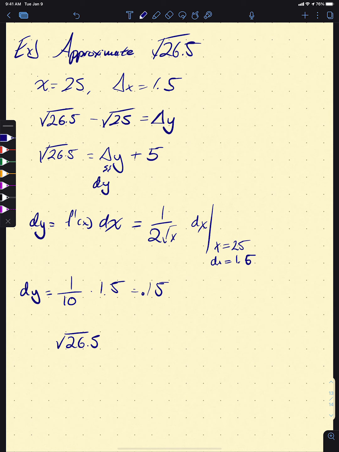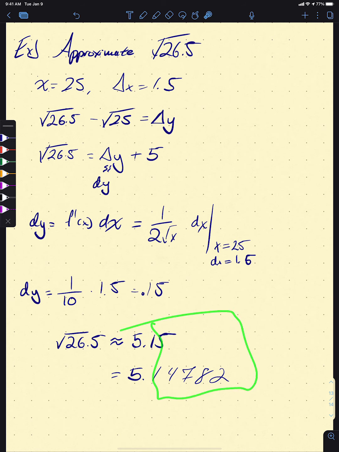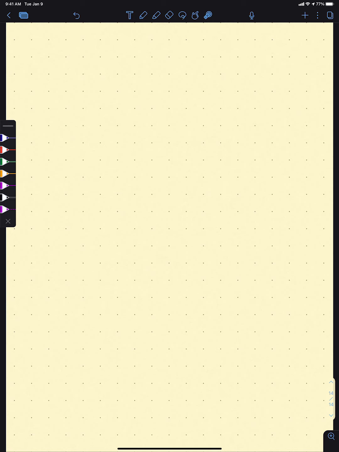So then we get that the square root of 26.5 is approximately 5.15. Now, if you go to your calculator and you plug this in, you're going to see that it's 5.14782. Okay, so the error here, once again, is fairly small. This gives us good approximations. Okay, but we can use this for other types of estimating as well.